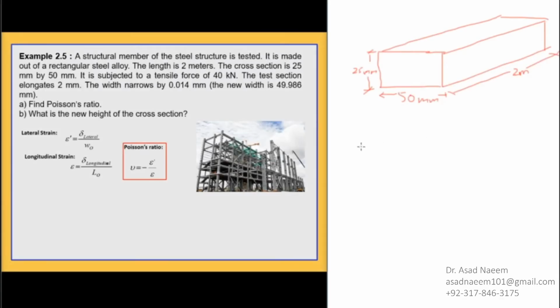Poisson's ratio: we have nu equals minus lateral strain, which is in this width direction, 0.014 divided by its original width, which is 50 millimeter. So this is our lateral strain divided by the longitudinal strain, which will be equal to 2 millimeter divided by 2000 millimeter, and it comes out to be 0.28. So this is our Poisson's ratio.